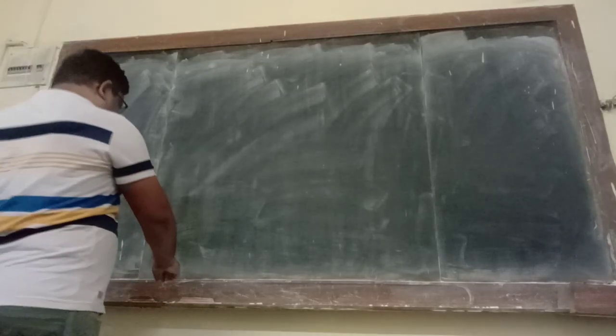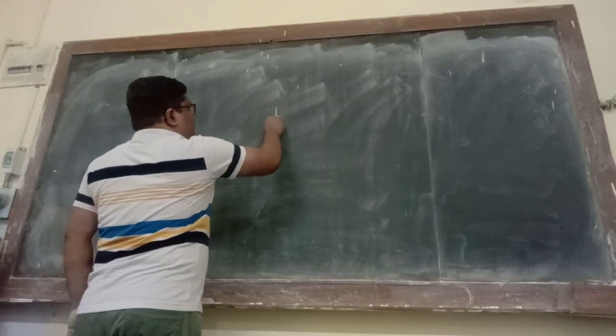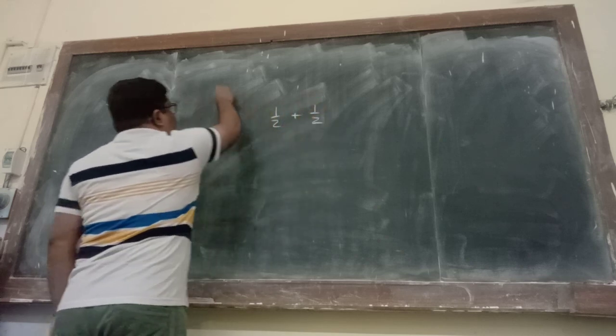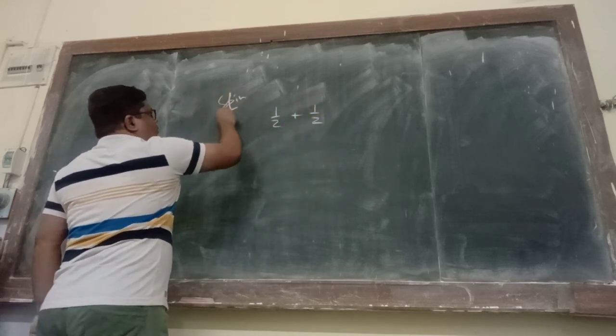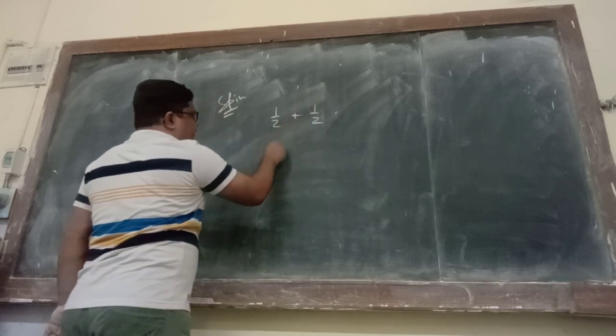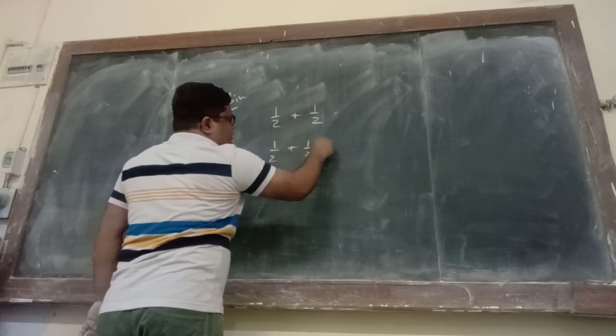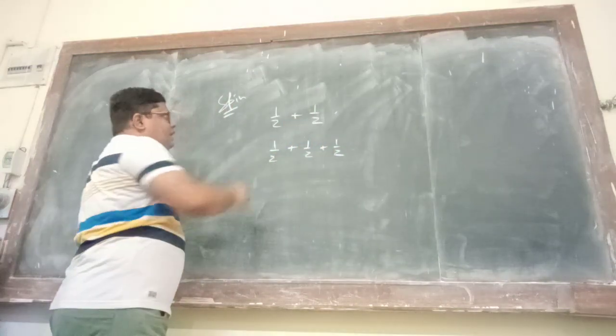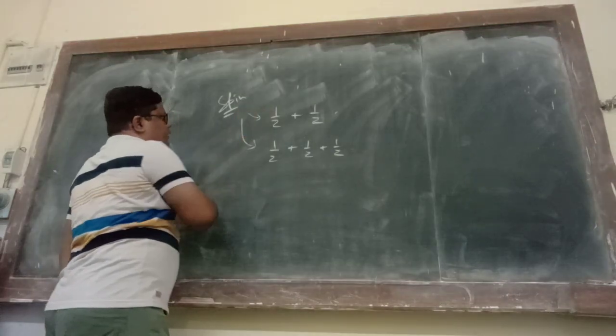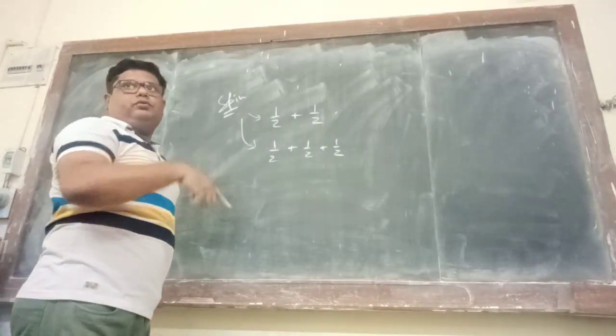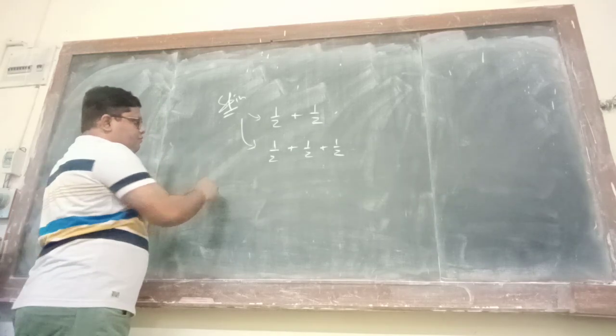Okay, so we have completed the addition. So spin, half plus half we have completed. Next, half plus half plus half we have completed, right? These two we have completed. Now we are moving on to the next part, which is flavor.